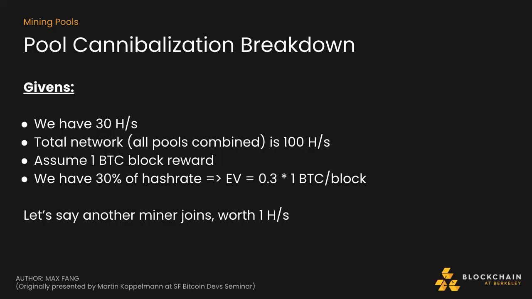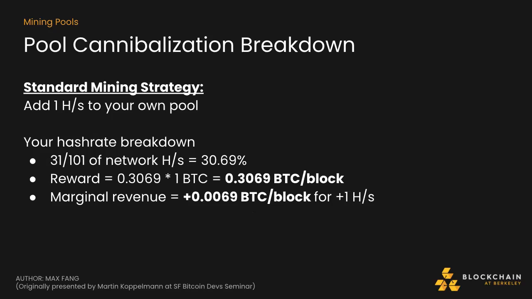And so let's say another miner joins and they are worth 1 hash per second. What happens in a standard mining strategy where we're not pool cannibalizing is that when we add that 1 hash to our own pool, we get 31 out of 101 of the total network hash rate, right? Because my pool increases by 1 hash, and then the total network also increases by 1 hash per second. So that's 30.69%. And our reward would be that number times 1 Bitcoin, which is 0.3069 Bitcoin per block. And so the marginal revenue of adding that 1 hash to our pool is going to be this number, 0.0069 Bitcoin per block, for adding just this 1 hash per second.